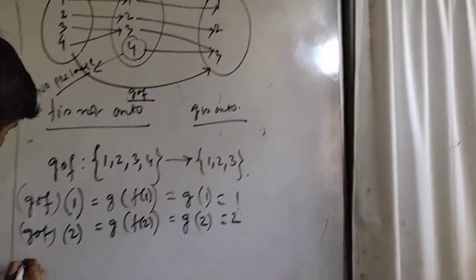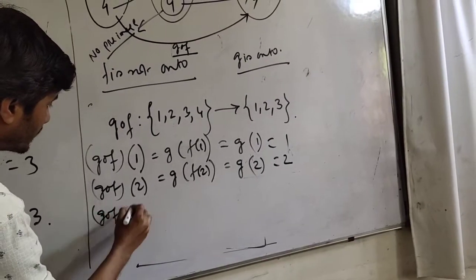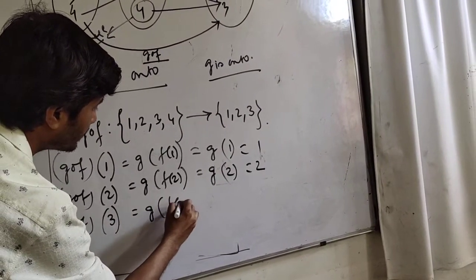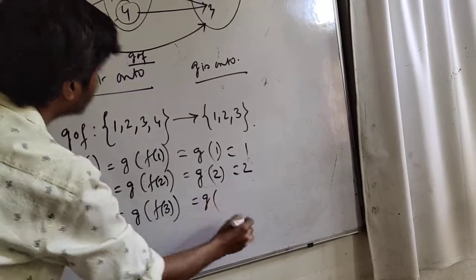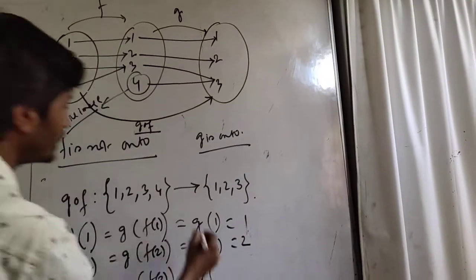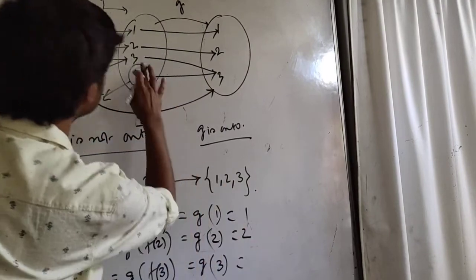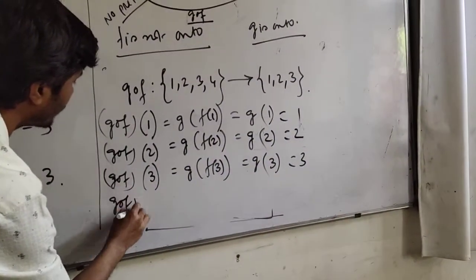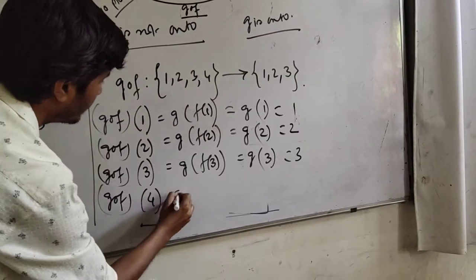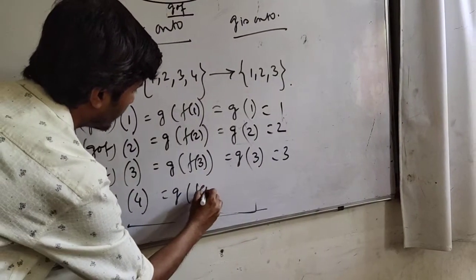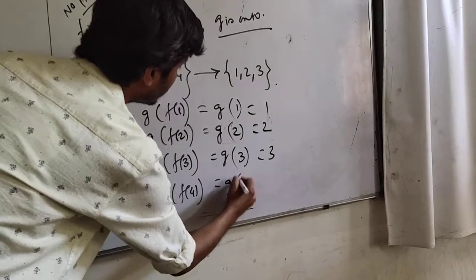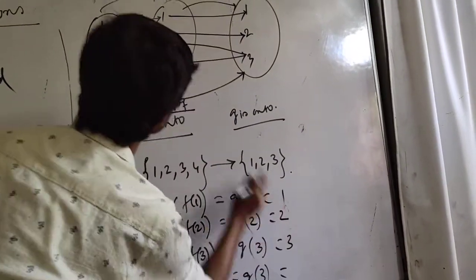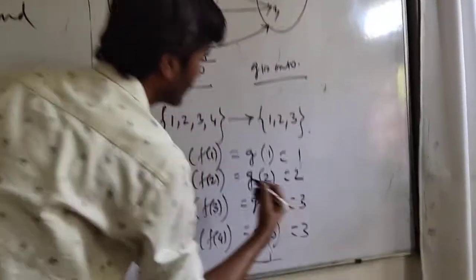Z of F3 is equal to Z of 3, and Z3 is 3. And finally Z of F4 is Z of, what is F4? F4 is again 3. Z3 equal to 3.